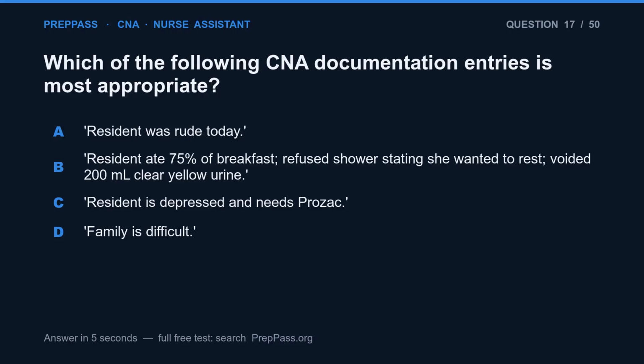Question 17. Which of the following CNA documentation entries is most appropriate? A. Resident was rude today. B. Resident ate 75% of breakfast, refused shower stating she wanted to rest, voided 200 milliliters clear yellow urine. C. Resident is depressed and needs Prozac. D. Family is difficult.